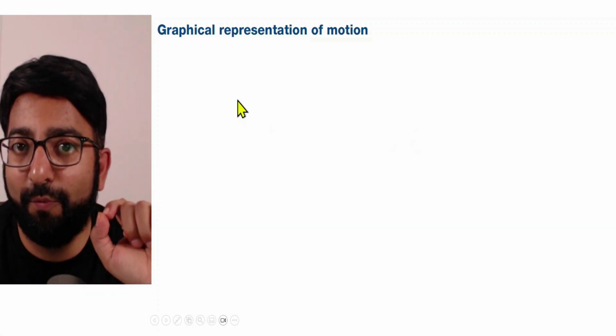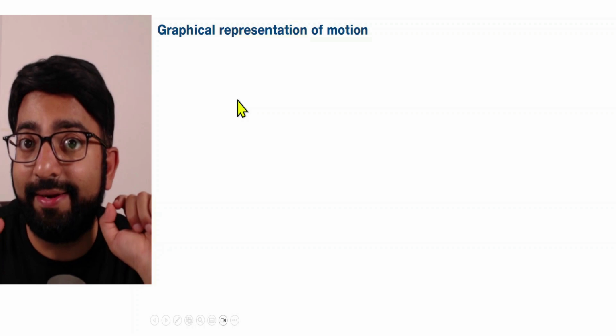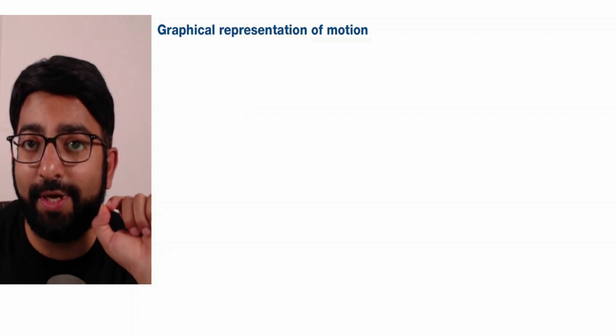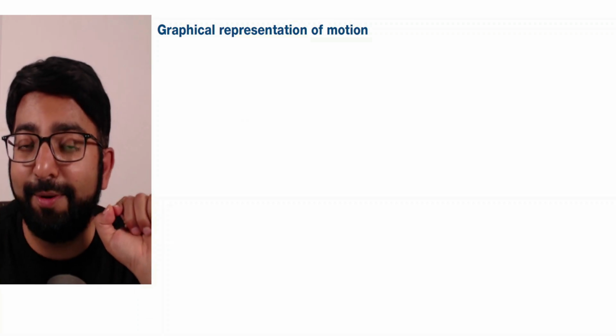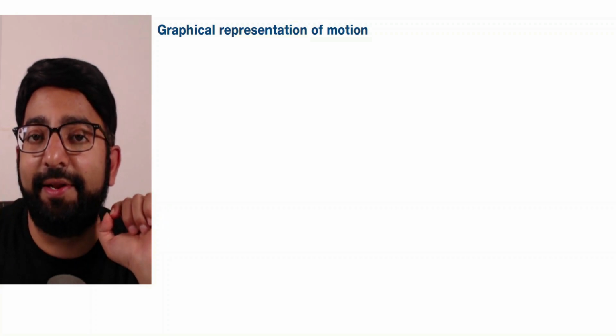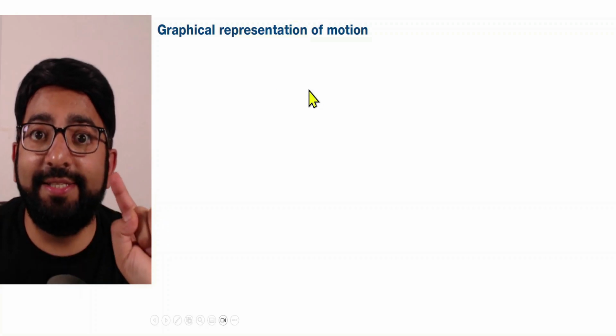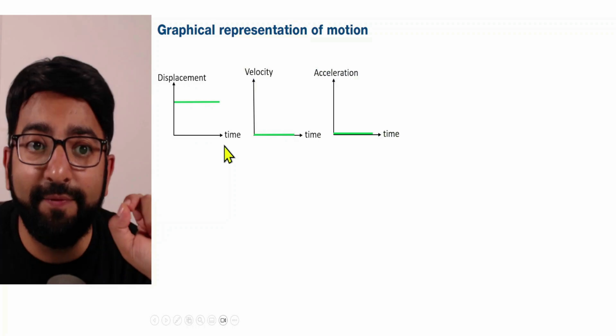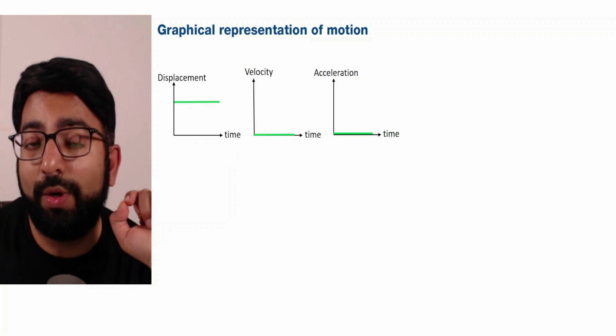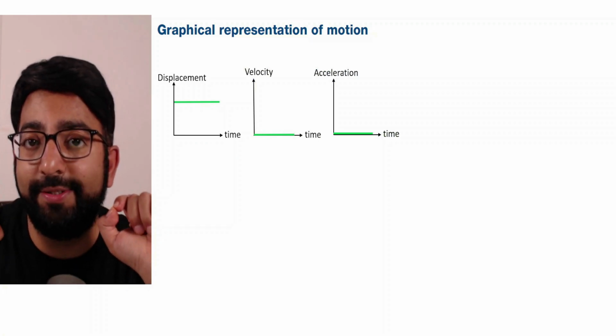Graphical representation of motion. We will be dealing with three types of graphs basically in the entire chapter. It will be displacement time, velocity time, and the acceleration time graph. Let's start with the first example. If the graphs look like this, what will be the type of motion which the particle is undergoing?